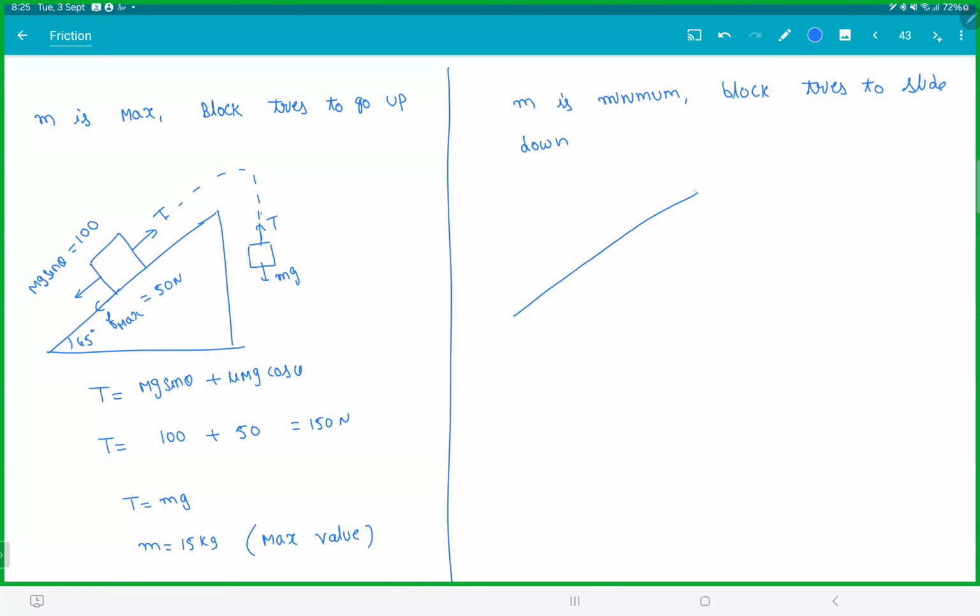Then if you draw the free body diagram, this is tension. This is mg sine theta, which is 100. This time the friction is upward, which is 50. This is tension, this is mg. Same story.